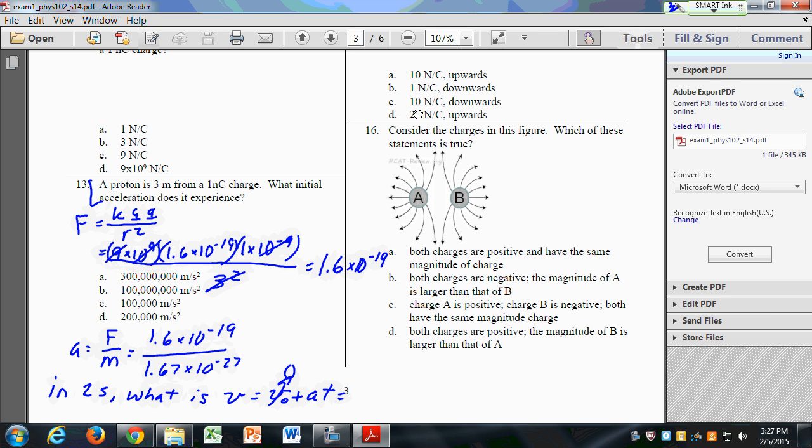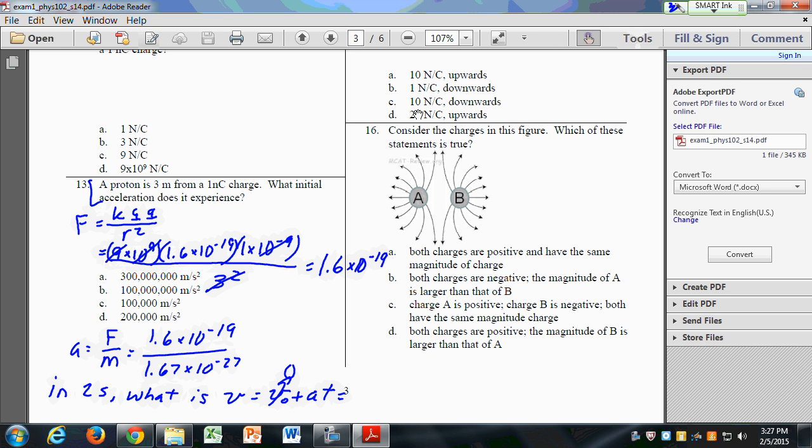Yeah, Whitney? Could you work it out using the other formula, F equals QE? Yeah, you'd have to calculate the electric field. Oh, you want to do that? It's worthwhile to do. Let's go ahead and do it. Let me finish this right quick, and then I'll come back to that.